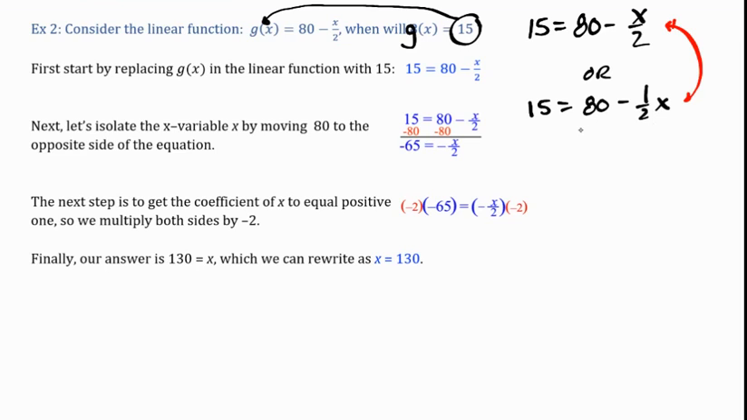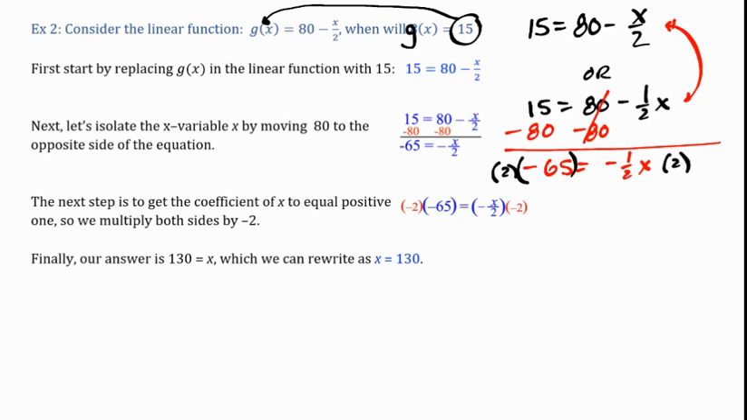So to continue, let's subtract 80 so we get it away from the x term, and we'll move it to the other side of the equation. The 80s will cancel on the right-hand side. This leaves us with negative 65 is equal to negative 1/2 x. And now, to undo this 1/2 x, we can multiply by 2. And anything you do to one side of an equation, you must do to both. So 2 times negative 65 is negative 130. And negative 1/2 times 2 is negative 1.